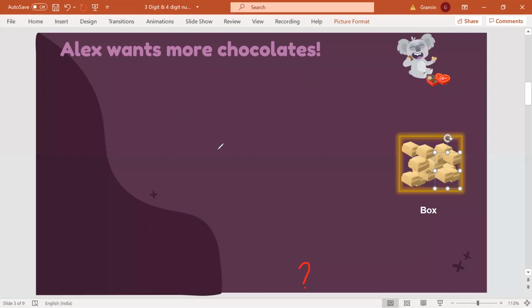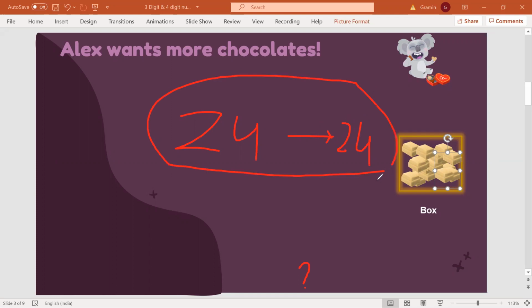Alex bought a total of 24 chocolates. So he has to pay the shopkeeper how many rupees? He has to pay 24 rupees. So again, we were able to help Alex. But how much time did it take? It took a lot of time. It took us around 30 to 40 seconds to count the number of chocolates.